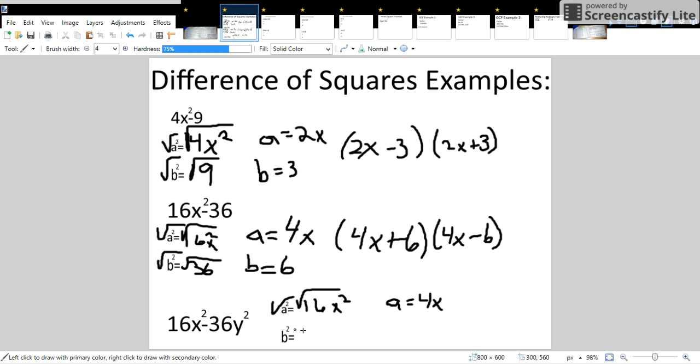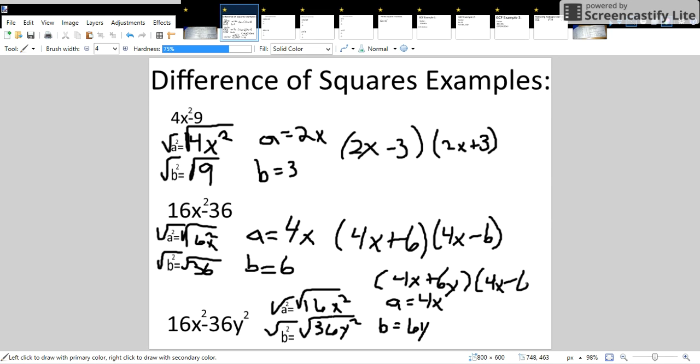And b, we just have a y squared at the end. We would take the square root. We have b equals 6y. So when we plug it into our formula, the only difference is that instead of 6, we're going to have 6y. And this is our factored form of this example.